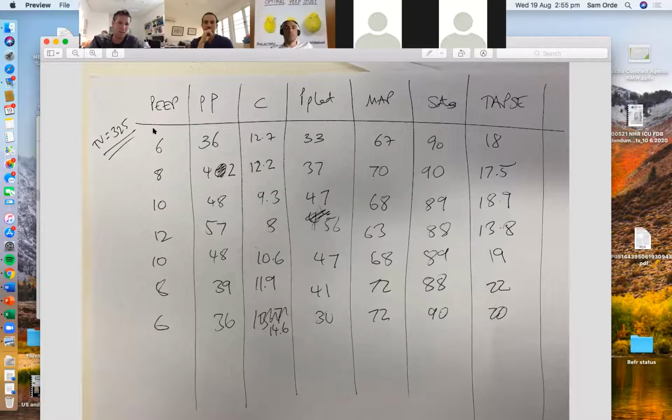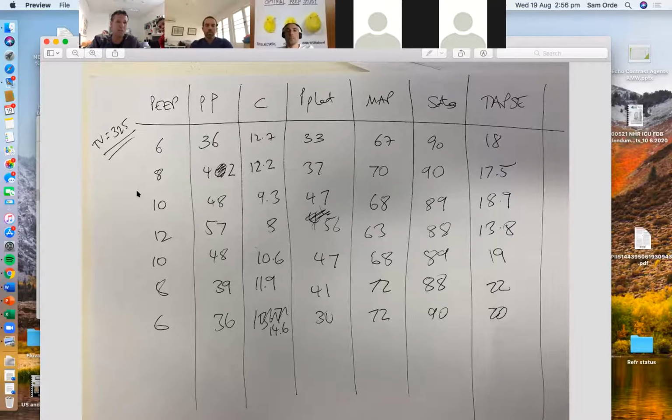And so we've been ventilating with a PEEP of 6. That gave him a peak pressure of 36 with a plateau pressure of 33, with compliance, which was horrific, at 12.7. That was giving him saturations of 90%, and he had a PaO2 of around 65. And he had a TAPSE that was 18 when I measured it this morning. And this is a MAP of 67 on no catecholamine support.